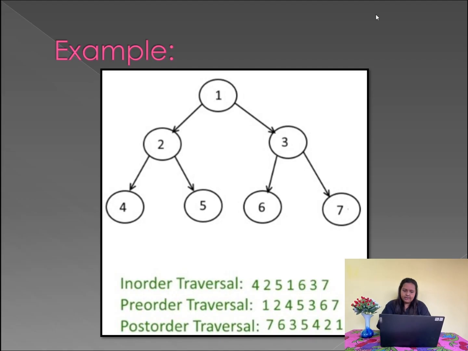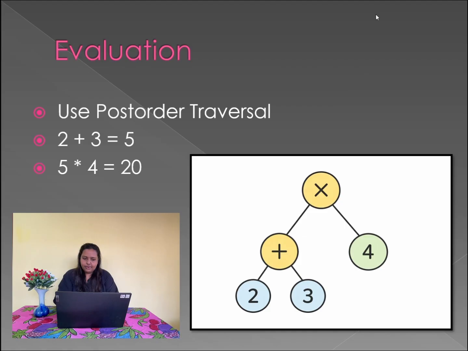To remember traversals easily, in inorder we go like left, root and right. In preorder we go like root, left and right. And finally in postorder we go like left, right and root. Now let's talk about how an expression tree is evaluated.